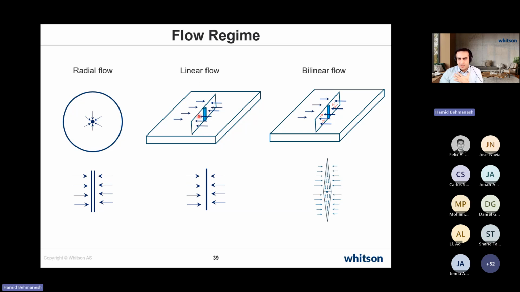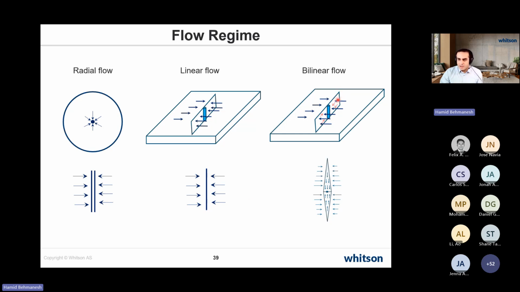We can also upscale this one to a multi-fracture horizontal well. Well, the streamlines are parallel to each other but perpendicular to the face of the fracture. So from the side view, this is the fracture. From the top view, this is the top of the reservoir. These are the flow lines that are perpendicular to the fracture face. And also we have a bilinear flow.